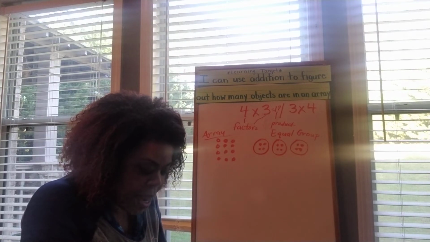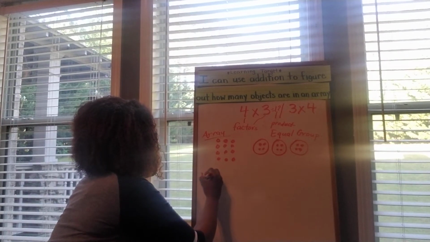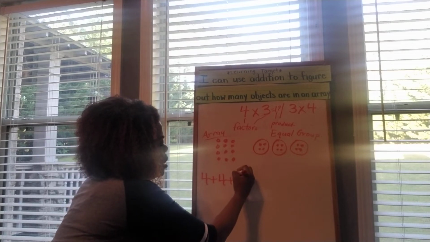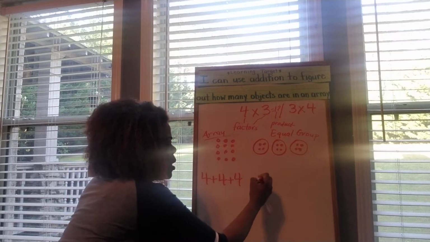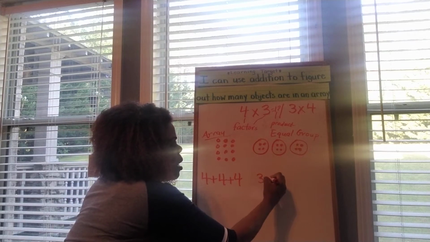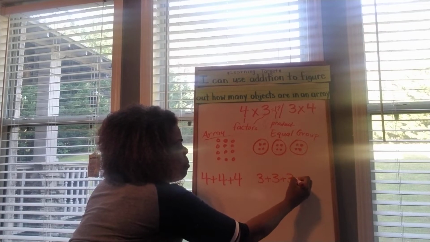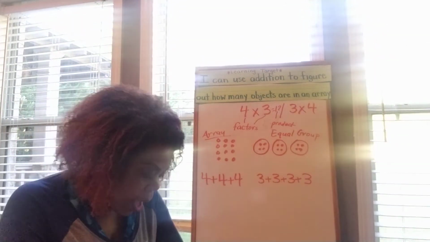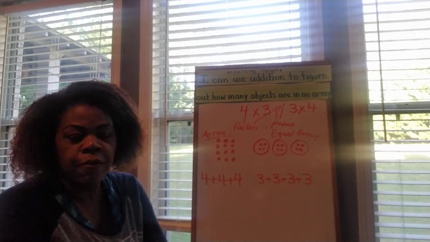All right. Next, repeated addition. So our repeated addition would be what? 4 plus 4 plus 4. That would be our repeated addition. If we were doing 3 times 4, we could say what? 3 plus 3 plus 3 plus 3. Okay? Very good.